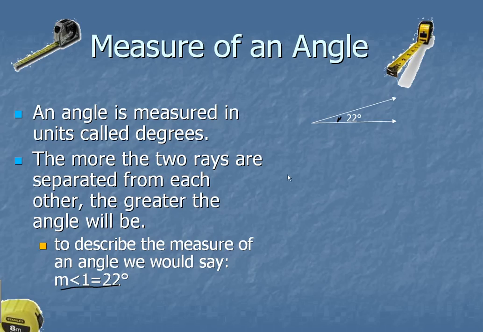A lot of times you'll see a number in there with no degree sign. That's giving it a name. Okay, and the more spread out those rays are, the greater the angle. One complete rotation going all the way around is 360 degrees, and halfway across is 180.